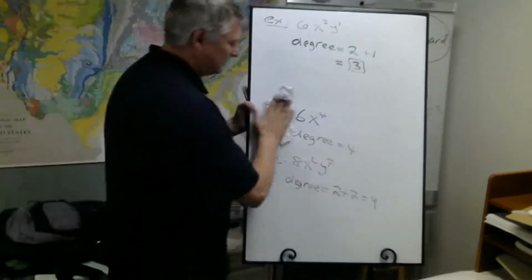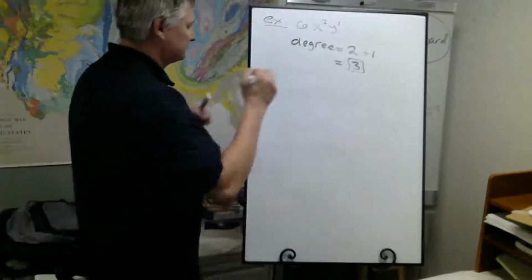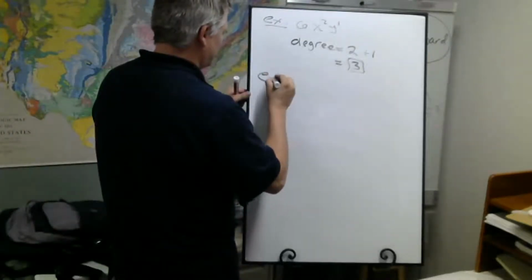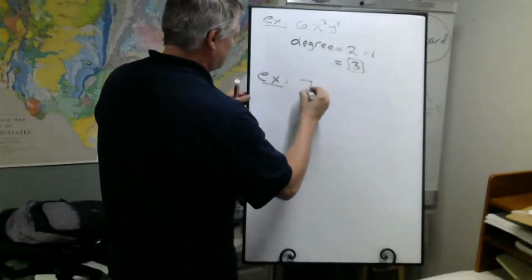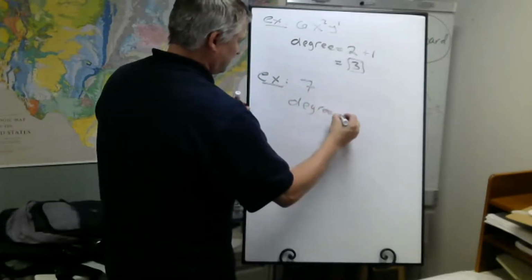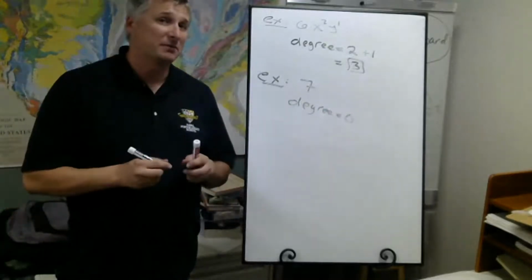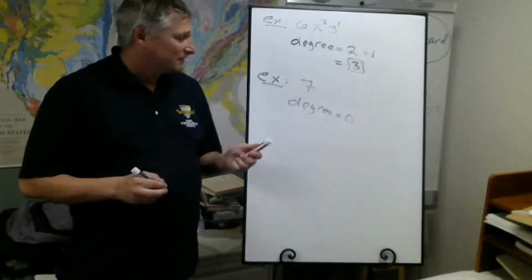Finally, the degree of a constant term. For this, the degree is 0. Constant terms have a degree of 0. All right.